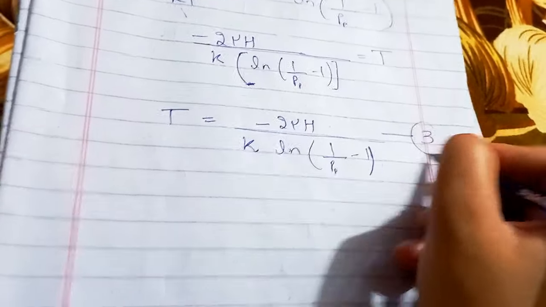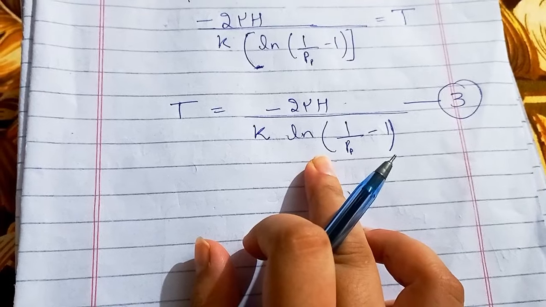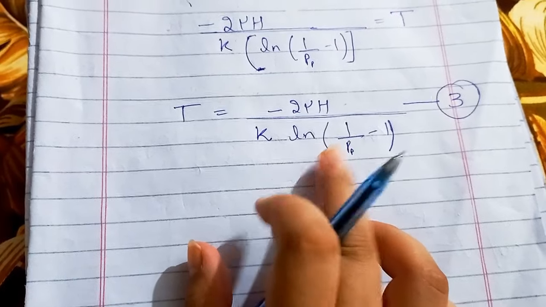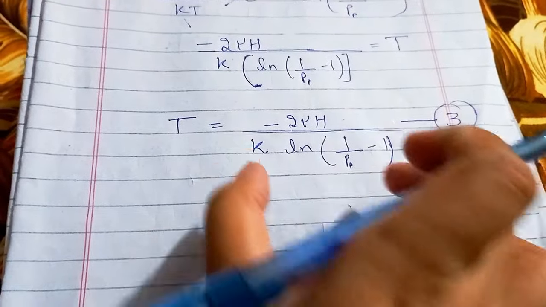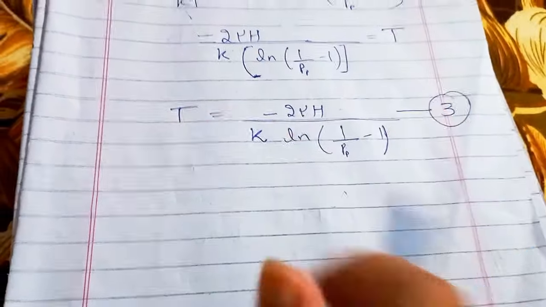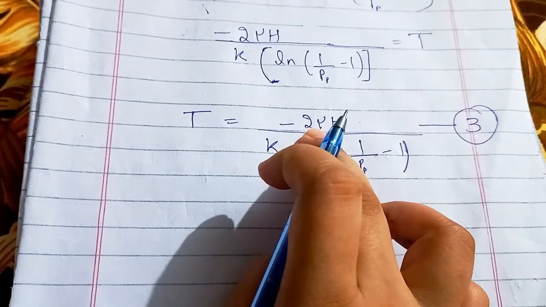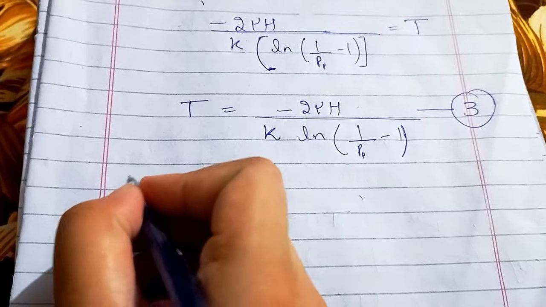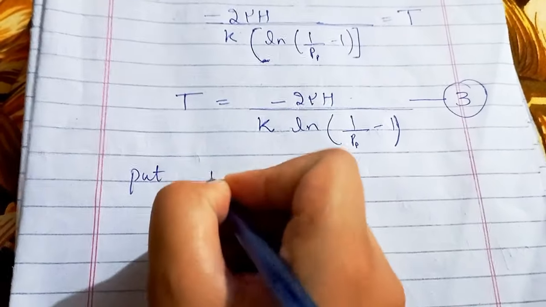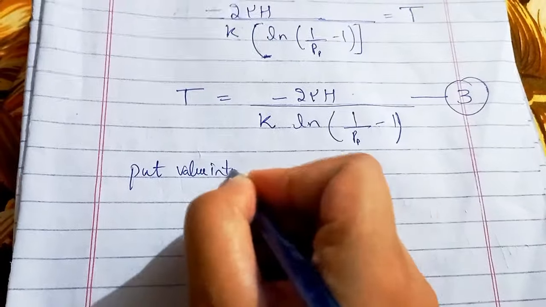Let's call it equation number 3, and the similar equation will be used in part B as well. In part B only the value of mu is different, the rest of everything is the same, so we'll use the same formula in part B. We just need to insert the values. So we have the value of mu, H, k and p. So let's put the values into this equation, putting values into 3.